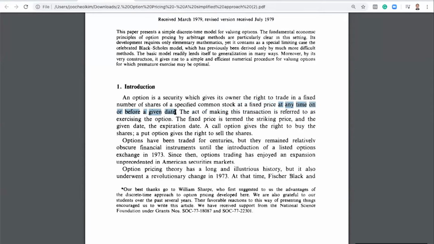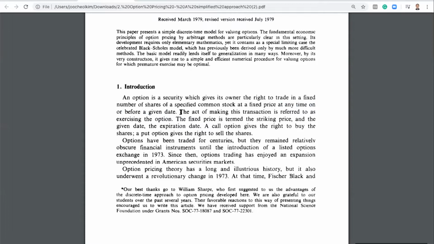So that's the difference. Basically this paper wanted to talk about both of them, but I just want to focus on the European options. So when you read this paper, you will encounter some paragraphs that you cannot understand from the viewpoint of European options. Then just ignore that part, and that's okay. We are not going to talk about the American options.